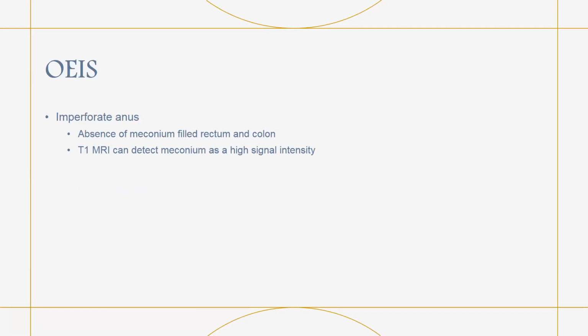Thirdly, the imperforate anus: there's an absence of meconium that's able to be identified filling up the rectum and colon. And so sometimes we can see that at ultrasound. MRI can detect that on the T1 mode. Typically meconium has a high signal intensity. And so she actually had a second MRI a little bit later in gestation, which was able to accurately identify this baby as having an imperforate anus as well.